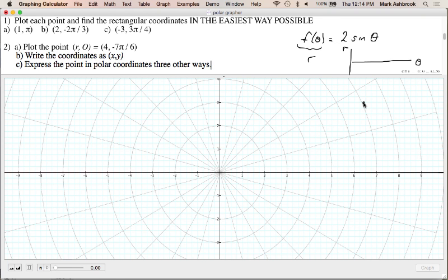Start with 0. Okay. And how high will this go? Go to 2. Yeah, because you're multiplying times 2. And how low will it go? Right, so it's our basic sine curve, but it's going to be magnified by 2.